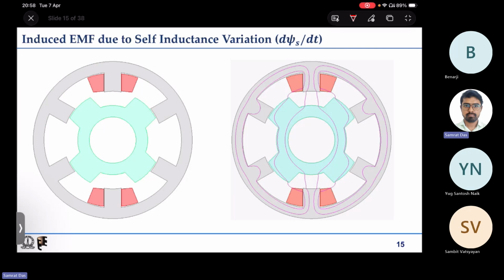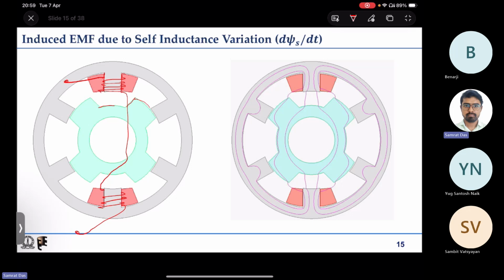So the third case, the structure is like this, where we have some salient poles on the stator. We have some teeth, some slots, and similar salient poles we have on the rotor also, as you can see here. And we have some winding put here. So this is the winding on this side, and this same thing is coming, and we have the second. So these are the two terminals of the coil.